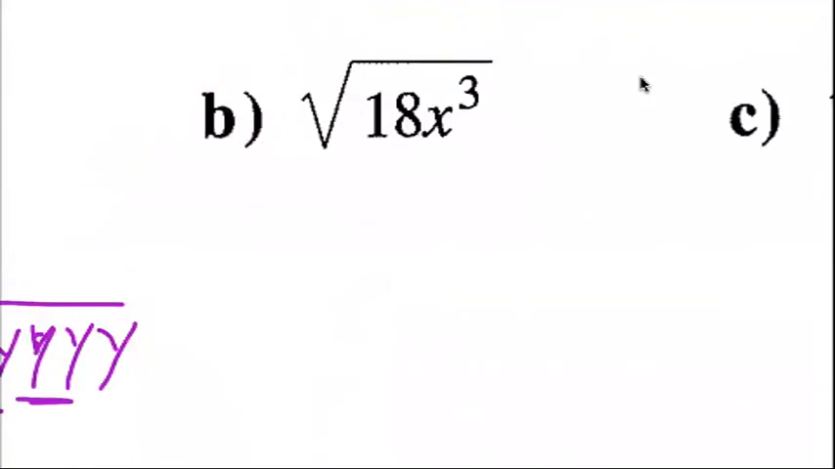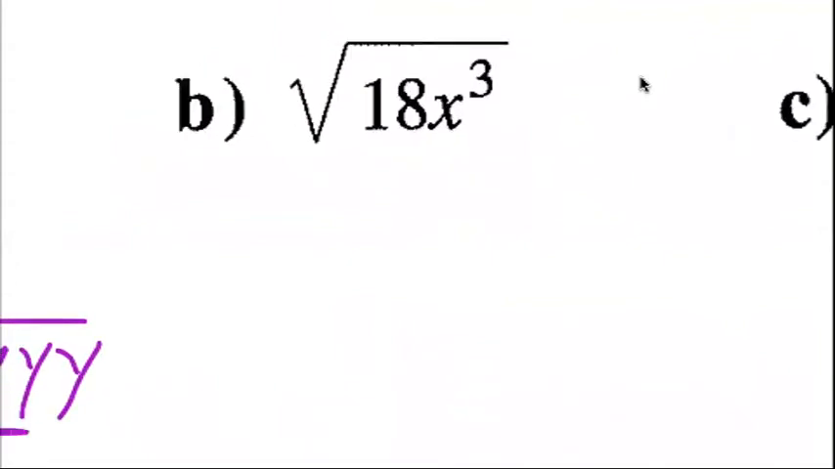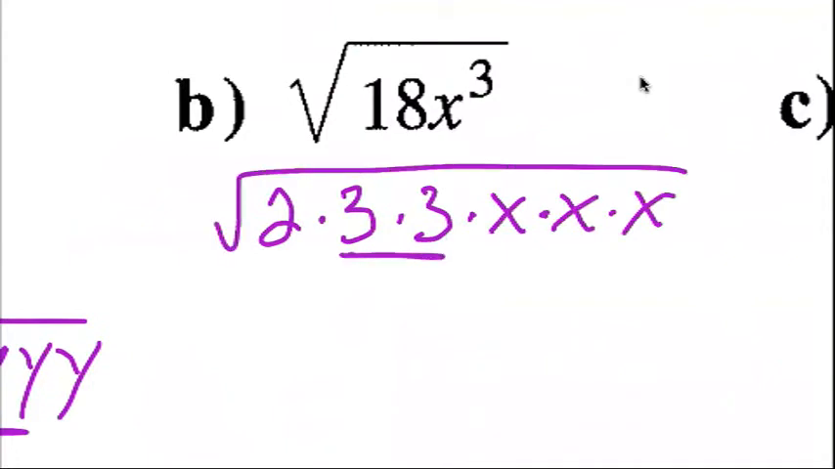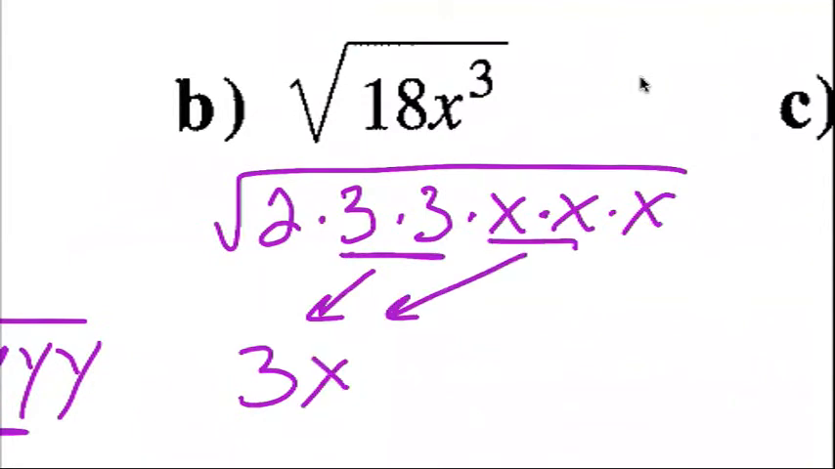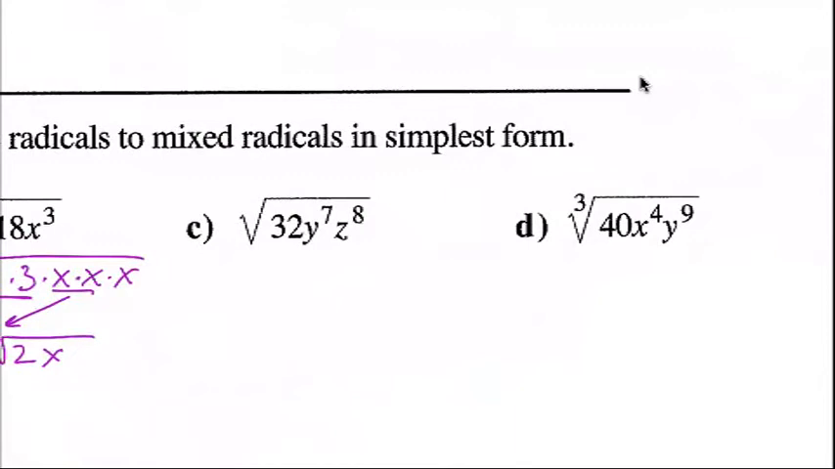Now we can mix in numbers. Square root 18, x cubed. So again, this one I would actually do straight to prime factorization. 18 I know is 2 times 3 times 3 times x times x times x. Square root, I'm looking for groups of 2. There's a 3, comes out. There's an x, comes out. What's left over? 2 and an x. And be done. And especially with 32, y to the 7th, z to the 8th, and 40, x to the 4th, y to the 9th, I would totally do these by prime factorization.